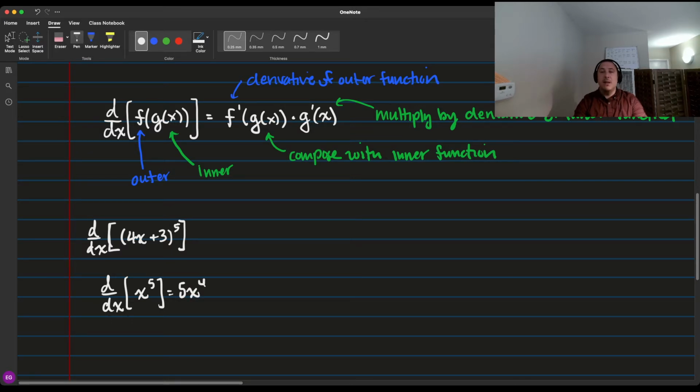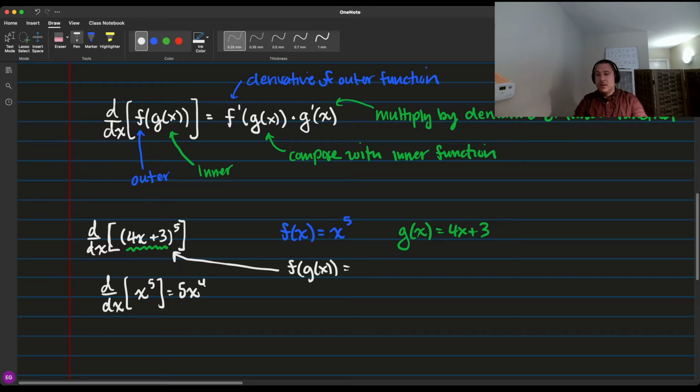But the problem is, you see how you have this whole thing, the 4x plus 3, being raised to the fifth? So what you have here is actually a composition. The outside function, the last thing that you do, is raise stuff to the fifth power. The inside function that you're going to pass into there is 4x plus 3. And what I highly recommend you do is that to identify these, make sure that f of g of x actually ends up being equal to what you have over here. So that means you're going to do f of 4x plus 3.